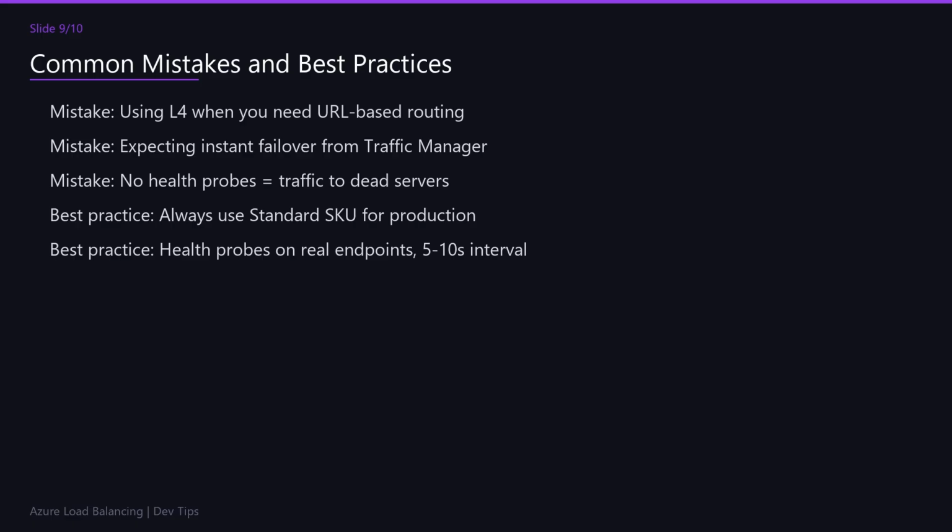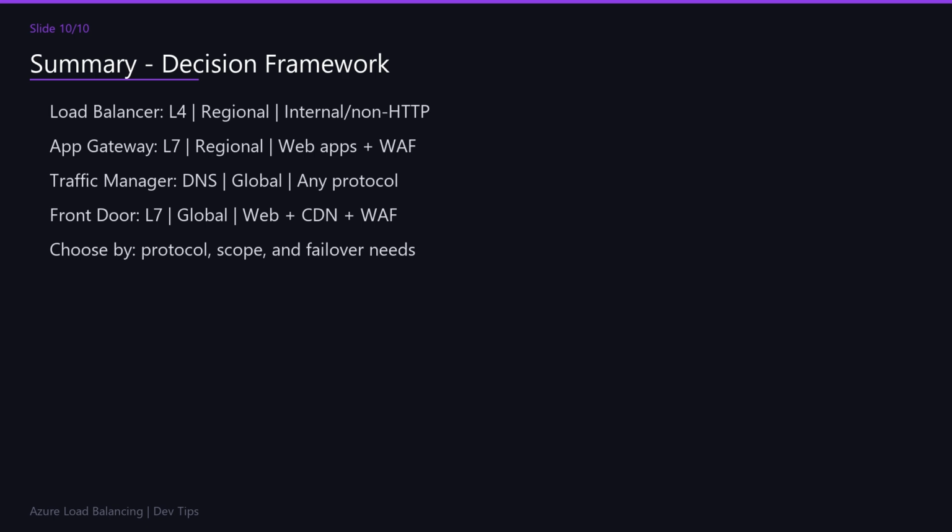To wrap up, here is your cheat sheet. Azure Load Balancer. Layer 4, Regional Scope, best for internal and non-HTTP traffic. Application Gateway. Layer 7, Regional Scope, best for web applications with WAF and URL routing. Traffic Manager. DNS level, Global Scope, best for multi-region routing with any protocol. Azure Front Door. Layer 7, Global Scope, best for global web apps with instant failover, CDN, and WAF.